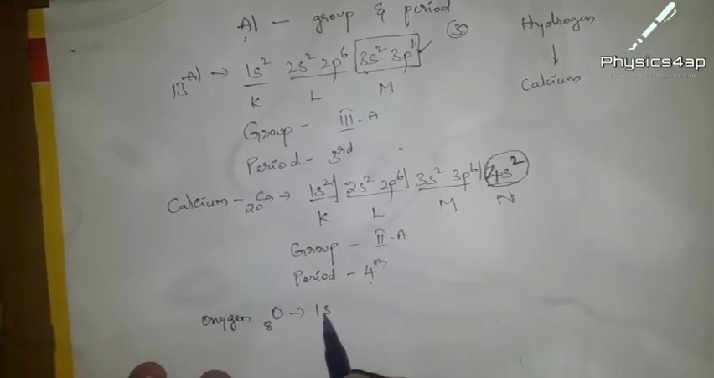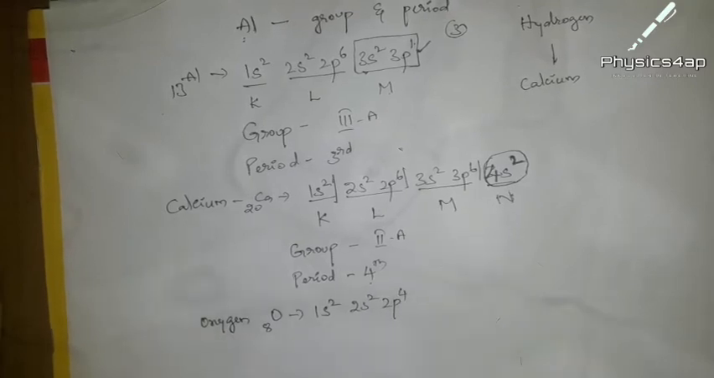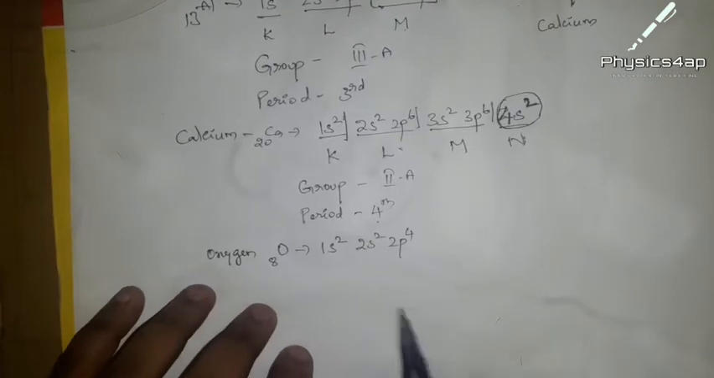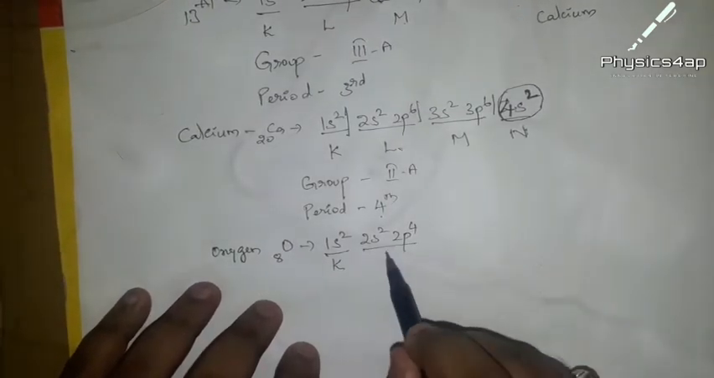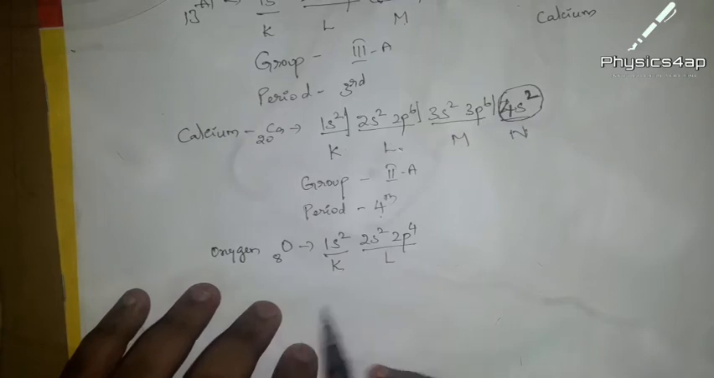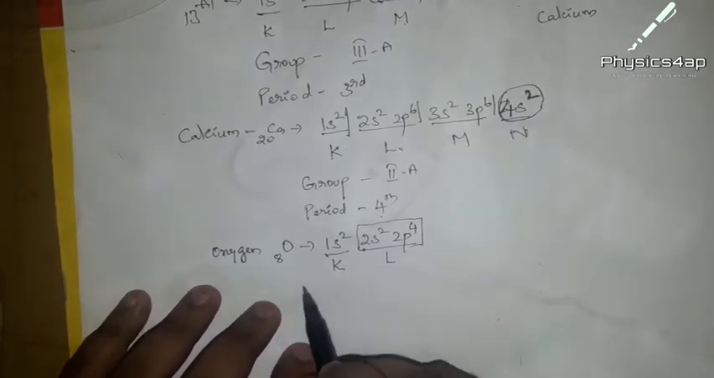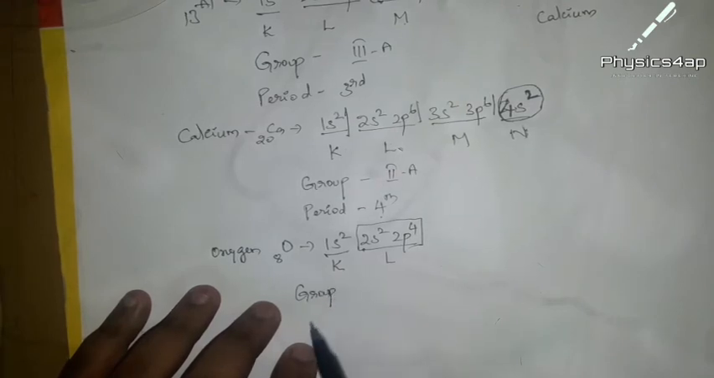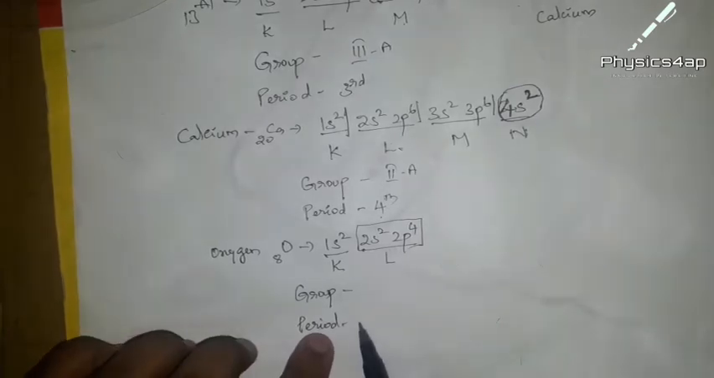So when we write the electronic configuration, that is 1s2, 2s2 and 2p4. So this is the electronic configuration for oxygen. This is the first shell K and this is the second shell L. So the outermost shell is the L shell. When you write the group and period, as we have two shells, the period is 2, that is the second period.